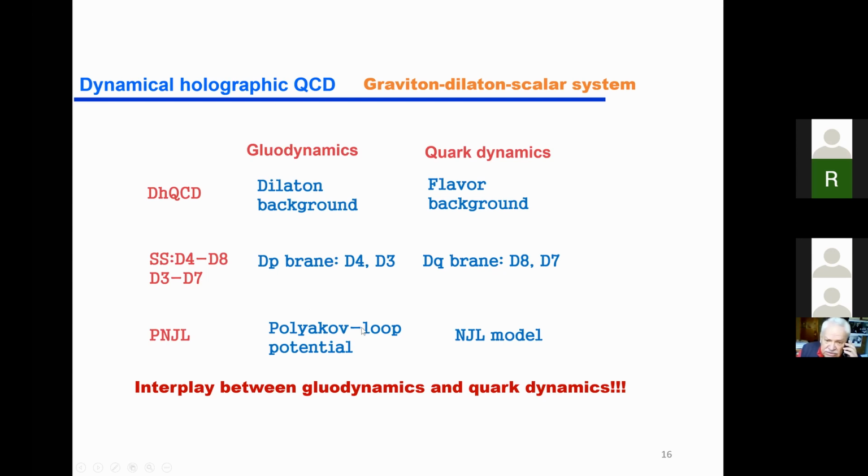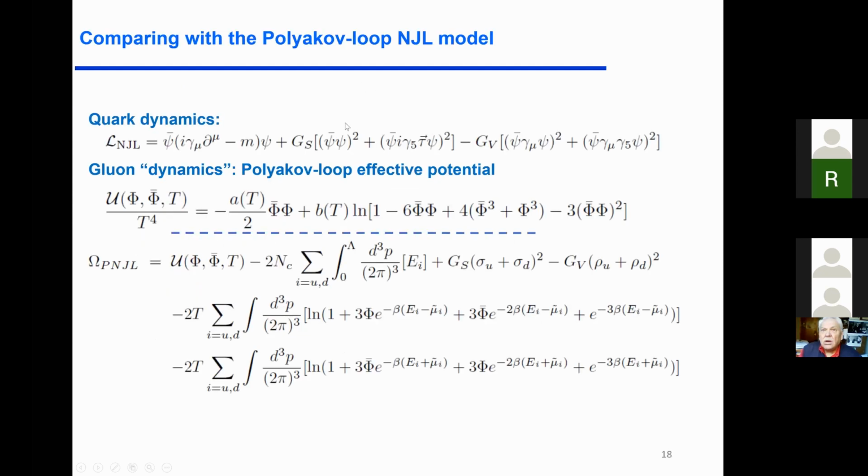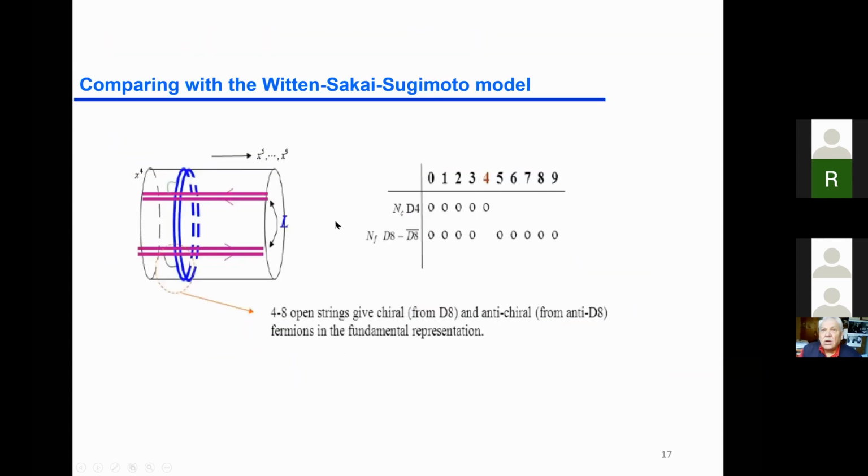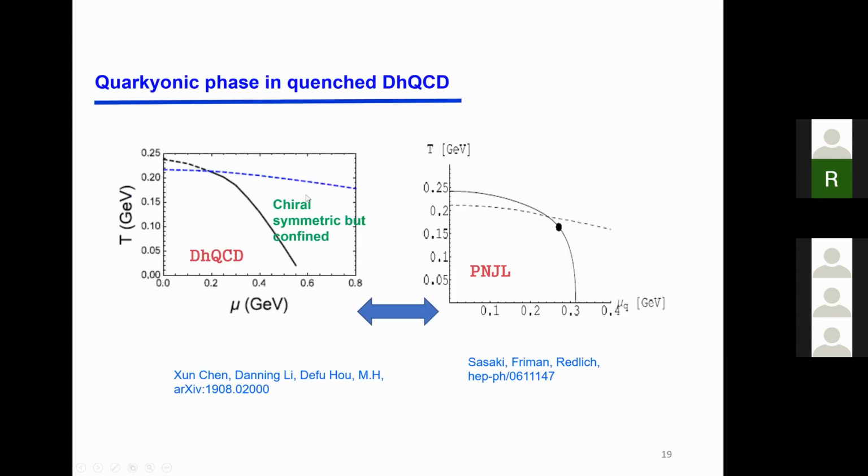Okay. So this dilaton background actually plays the same role as the Polyakov loop potential. This shows the details of the D4/D8 brane, and this shows the details of the PNJL model. So I will skip these two slides.